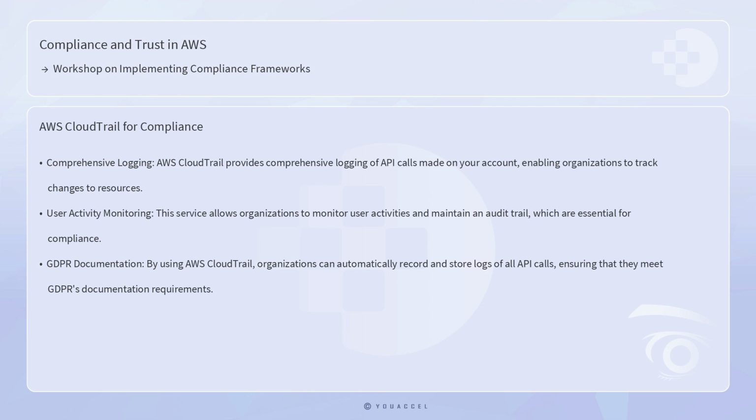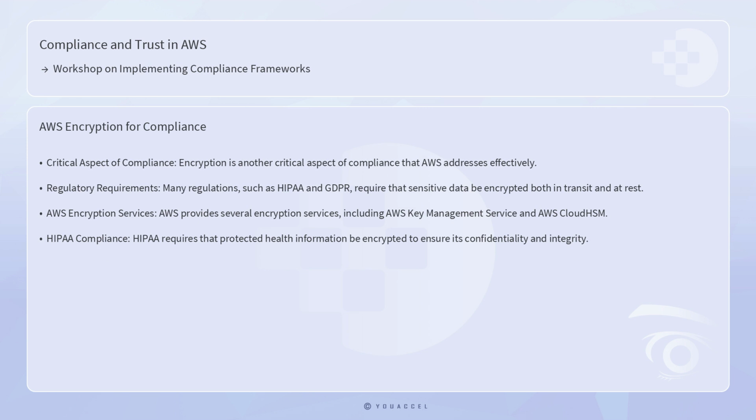For instance, GDPR mandates that organizations maintain detailed records of data processing activities. By using AWS CloudTrail, organizations can automatically record and store logs of all API calls, ensuring that they meet GDPR's documentation requirements. In addition to logging and monitoring, encryption is another critical aspect of compliance that AWS addresses effectively.